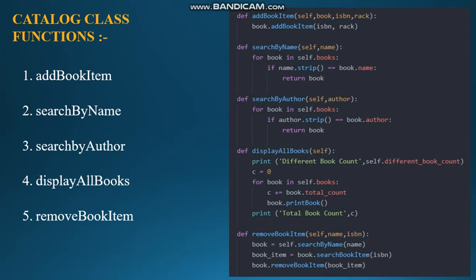We also have a function defined as display all book. What will this function do? It will give us the different book counts that are present in the library. We also have a function defined as remove book item. It will remove the particular book from the catalog.